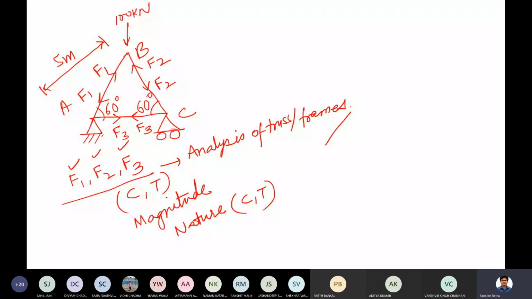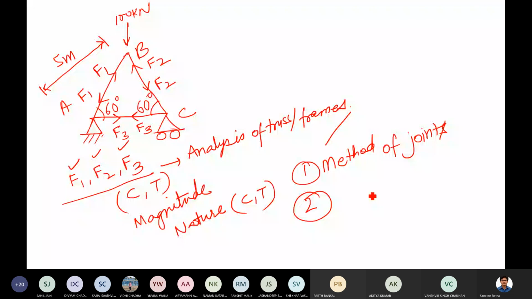Is that okay? Now, this can be done in 3 different ways. Number one is your method of joints, second one is your method of sections, third one is your graphical. Everyone is getting this? करना क्या समझ में आ रहा है ना? Please.